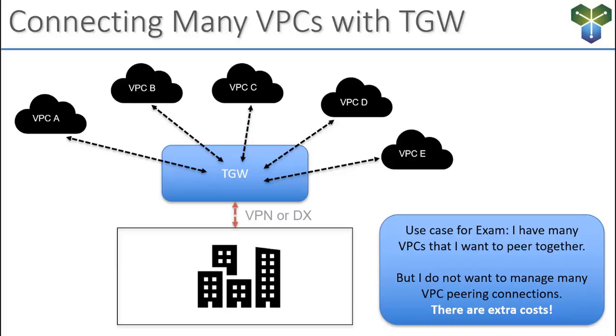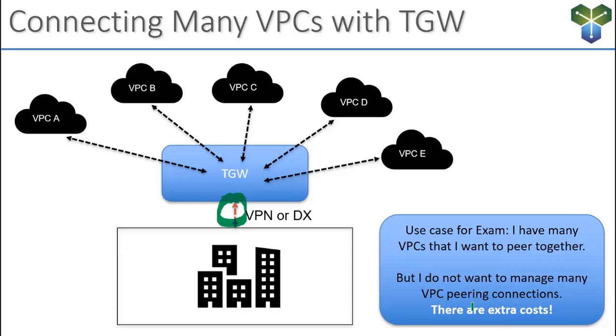Oh, and by the way, I can also connect my on-premises data center to a transit gateway. I can terminate either a VPN or direct connect at the transit gateway. So now I've enabled all of my VPCs to communicate with the on-premises data center through the transit gateway.